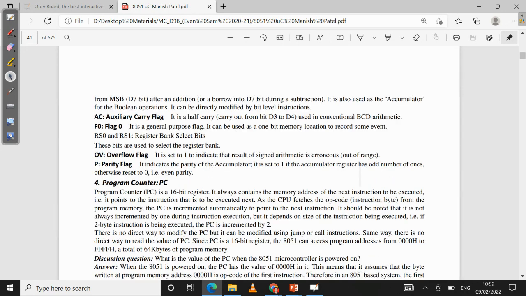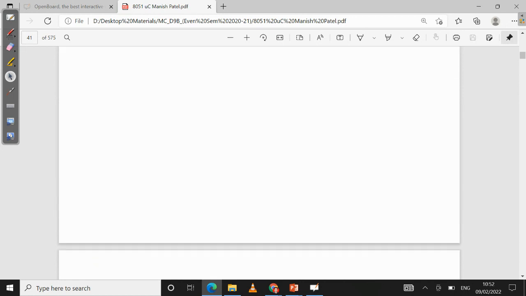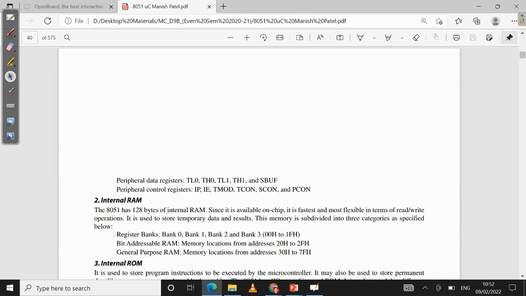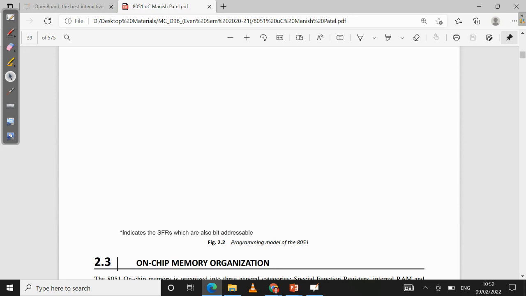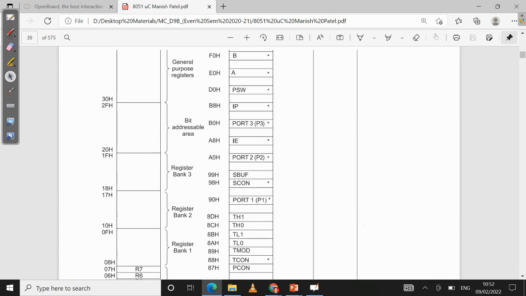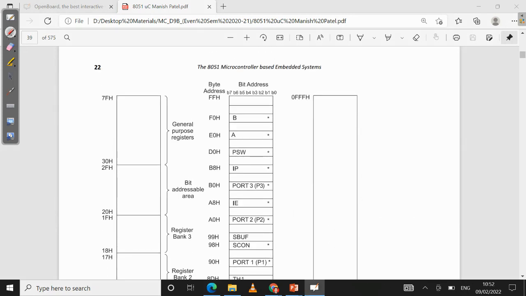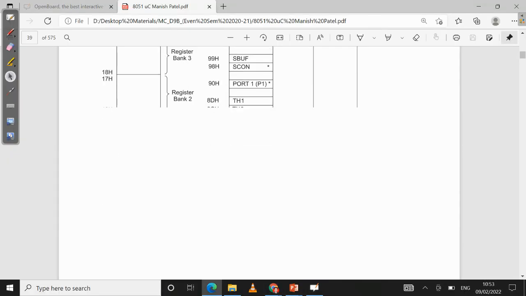Okay. So now I think I haven't talked much about the general purpose RAM. So where is your general purpose RAM? Please see here. Yes, your general purpose RAM is here. So I have to talk about this general purpose RAM. What is the significance of the general purpose RAM? That thing we will see.